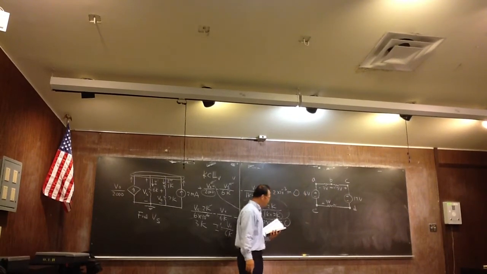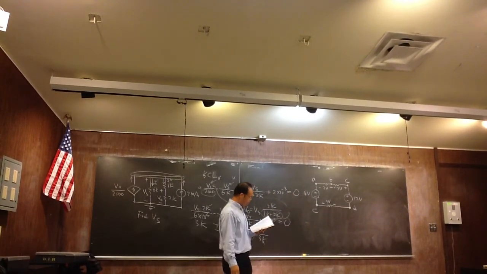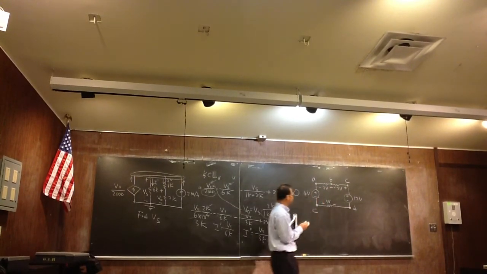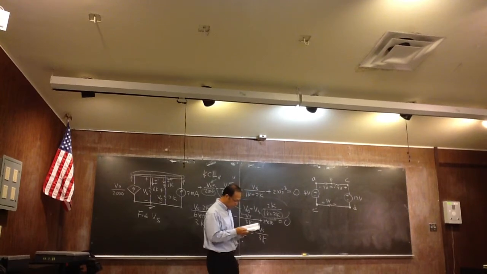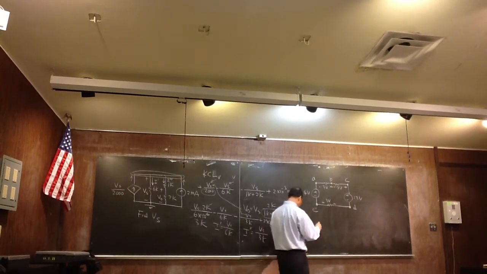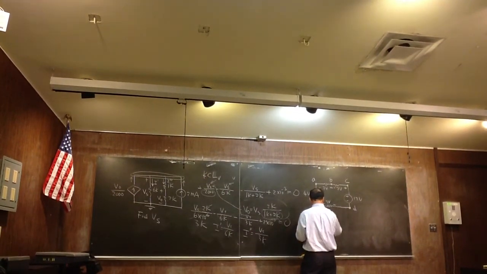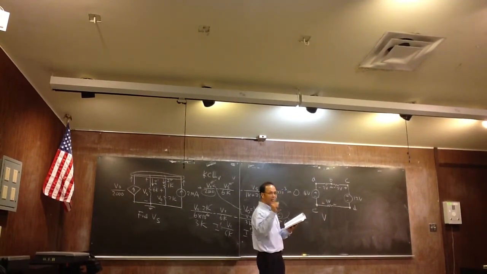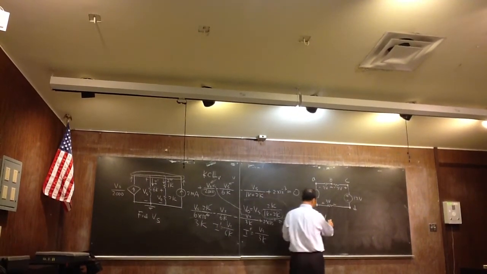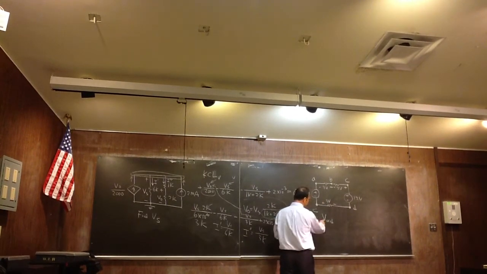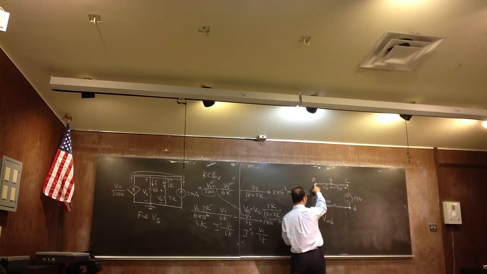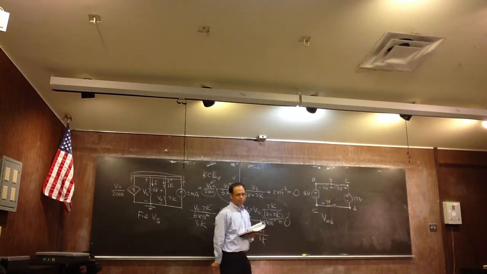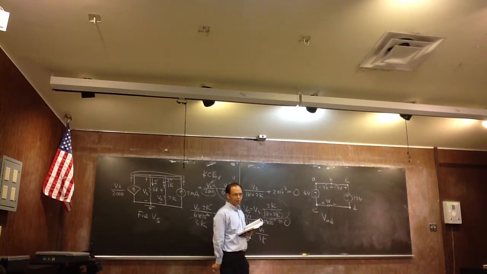So, how many nodes do we have in the circuit? We have 5 nodes, correct? A, B, C, D, E, 5 nodes, right? And we want to find the voltage VAD. That means you want to find the voltage between node A and node D. Right? Okay.